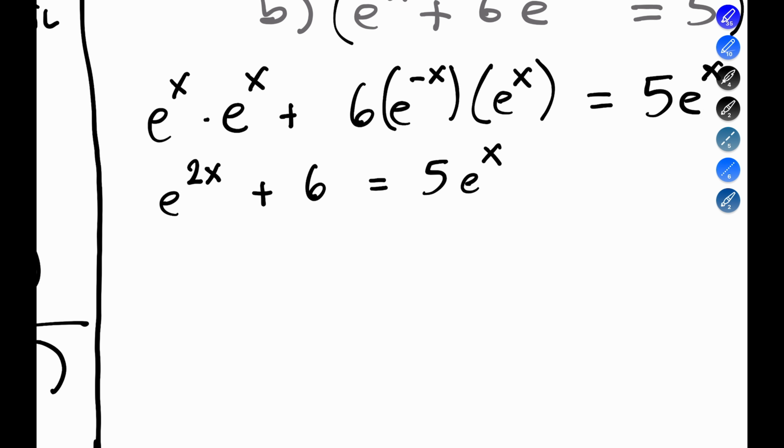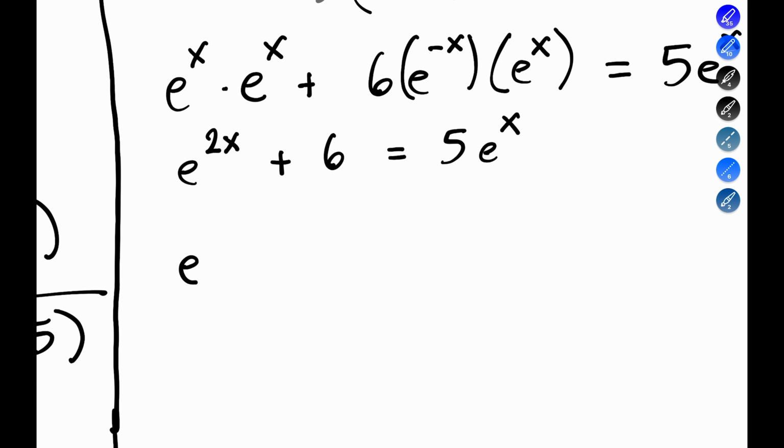Now what we want to do is bring the 5 to the other side, so we'll subtract 5 times e to the power of x from both sides, and we will get e to the power of 2x minus 5 times e to the power of x plus 6. That's all equal to 0.